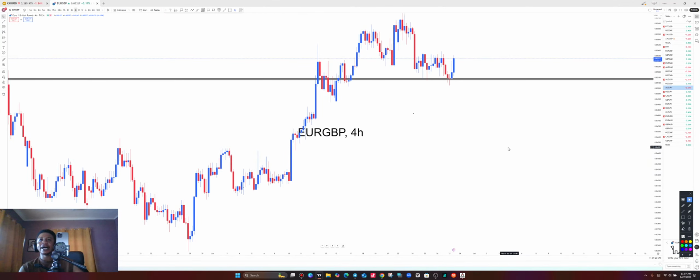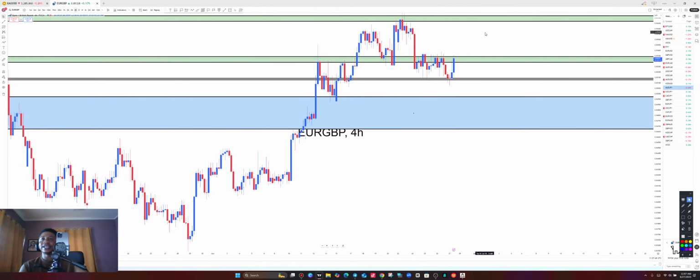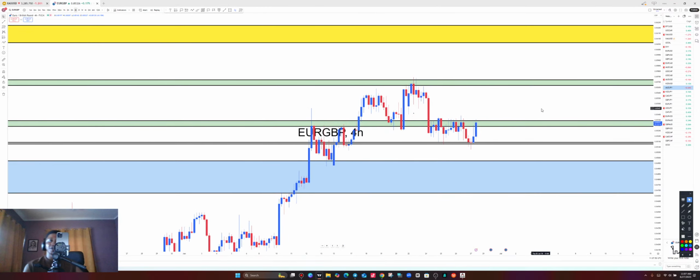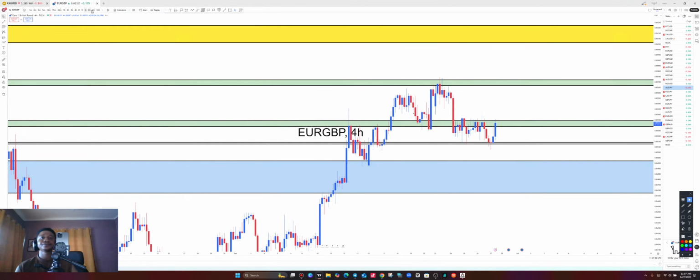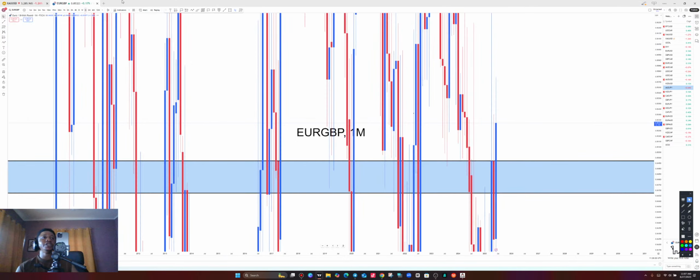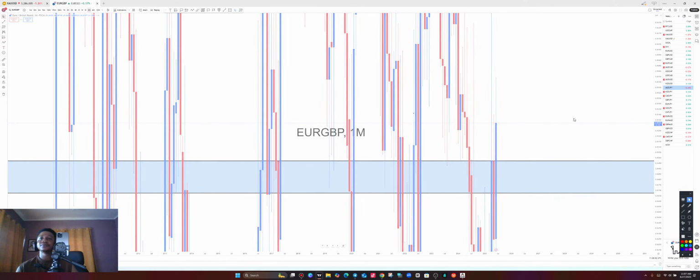All right, so I think we did some analysis on it yesterday. Okay, we're looking for a buy. We said we want to see price break the range before we can buy, and that's exactly what we're going to do. Let's go to EUR GBP analysis together. So what is happening on EUR GBP from the higher time frame perspective?